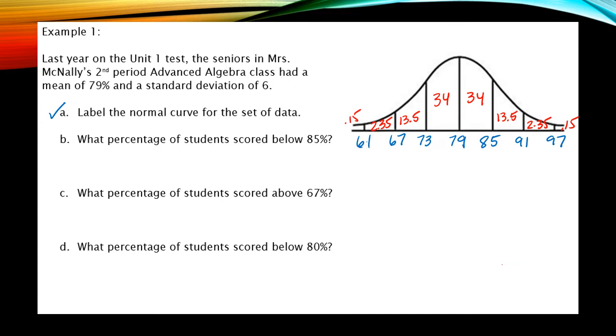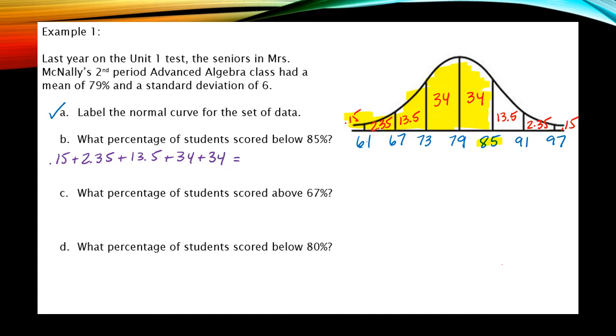All right, so now we can actually look at what percentage of students scored below an 85. So below 85, I would be talking about everything to the left. So I'm going to highlight everything that is to the left of 85. So all of those numbers that are highlighted in that yellow section are what I need to add to get my answer for part B. So I would be adding, I'll just start from the left, 0.15 plus 2.35 plus 13.5 plus 34 plus 34.